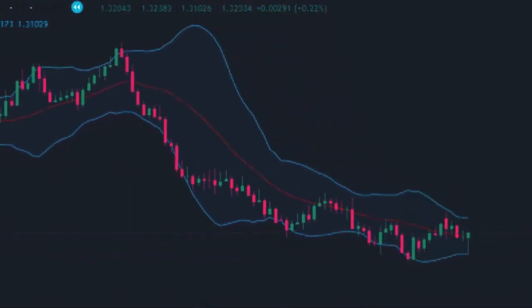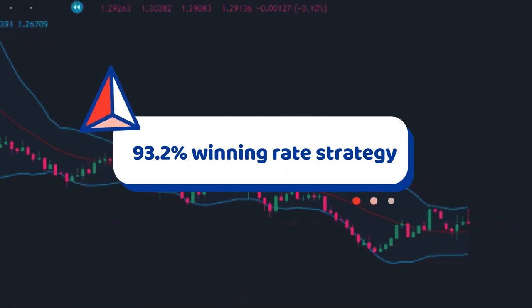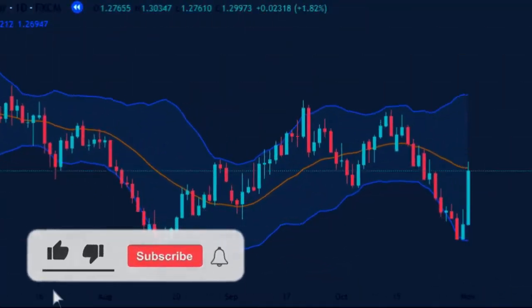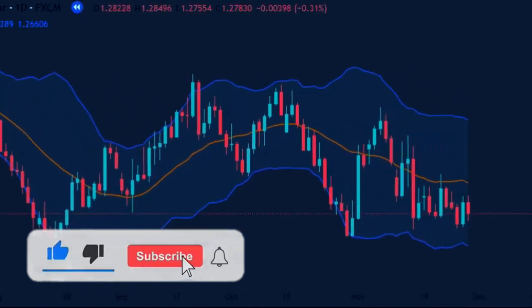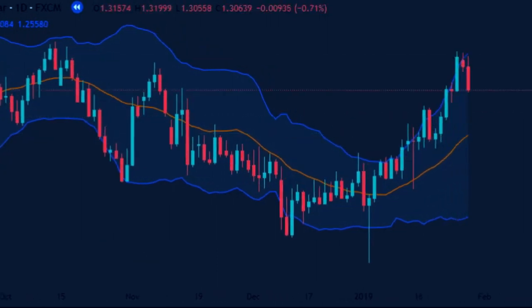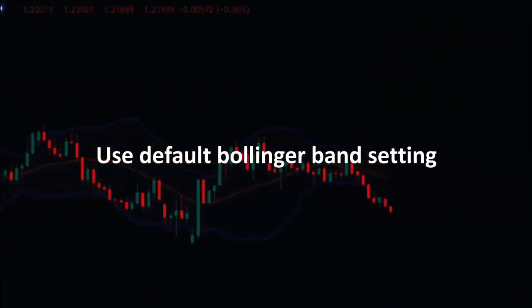But if you want to trade safely, then you have to try this 93.2% winning rate strategy. You only need Bollinger Band and a little price action. So without any further delay, let's see how this strategy works. But before that, here are some rules. First, use default Bollinger Band settings.